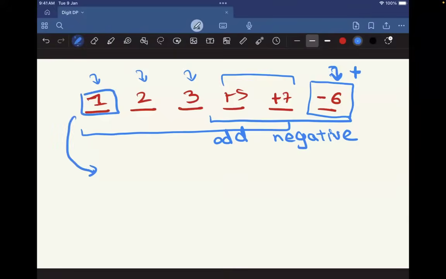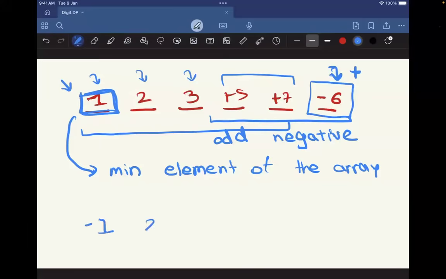Or basically what I'm trying to say is, when there are an odd number of negative elements, one element has to stay negative, and what is the most optimal case? It is the minimum element of the array, right? And the minimum element of the array we would make negative, minimum by magnitude. Yes or no, guys? And then our array would become -1, 2, 3, 5, 7, and 6, and we can say that this has maximum sum. So is this idea clear to everyone, guys?